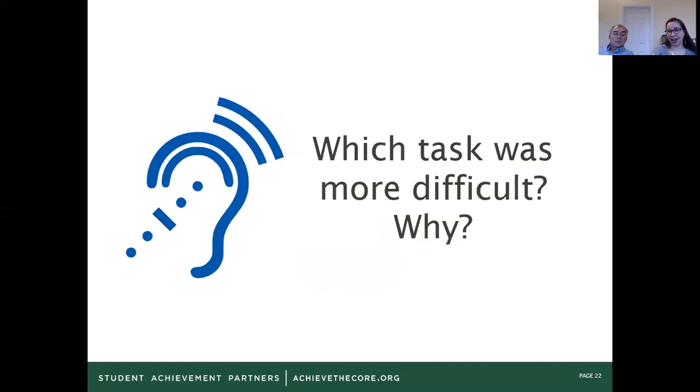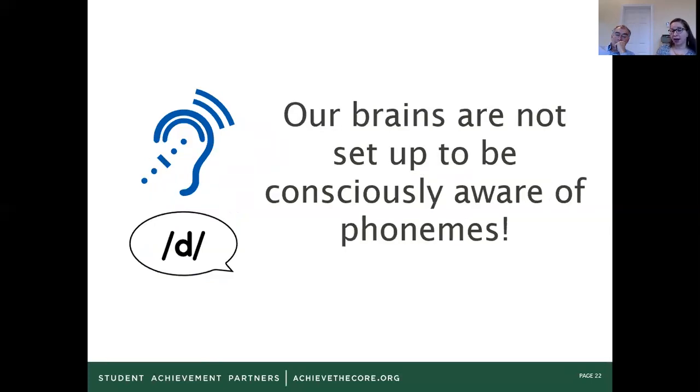Think for a minute or talk to your colleagues about which of those tasks was more difficult. Was it more difficult to listen for words, or was it more difficult to listen for the phoneme t, and why? And we're going to talk about that a little bit with you now. So this comes from research that's done on adults, and we found, and research shows, that listening for discrete phonemes is a lot more challenging, even for adults, than listening for words. And that's because our brains are actually not set up to be consciously aware of individual phonemes.